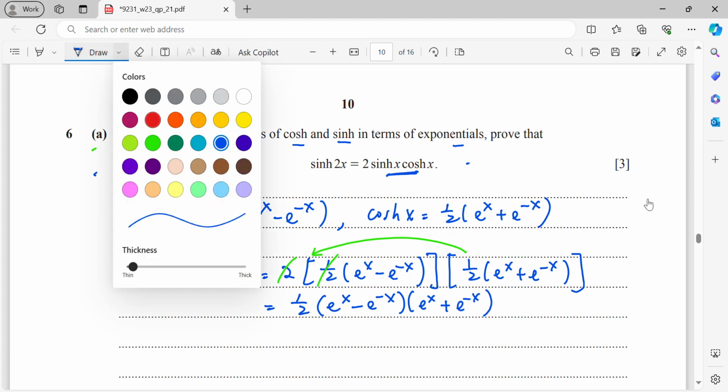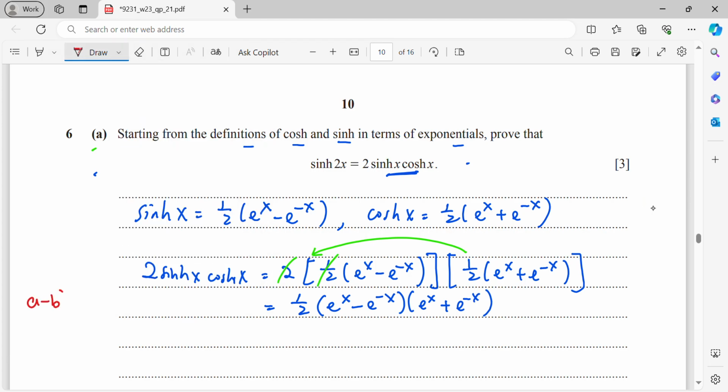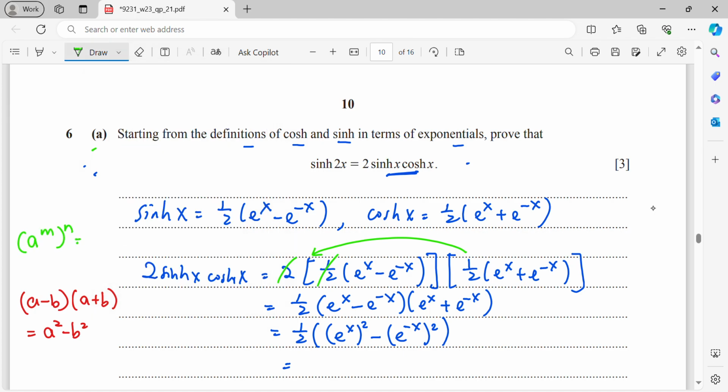Okay, this is a multiplication of two terms, so I can use the difference of squares. (a minus b) times (a plus b) is going to be a squared minus b squared. So then I will be getting half of (e^x) squared, that is my a, minus (e^(-x)) squared. Then we have the formula: a to the power of m, with another degree n outside, will be a to the degree mn. So I will just multiply the 2 with the x, that is e^(2x) minus e^(-2x).